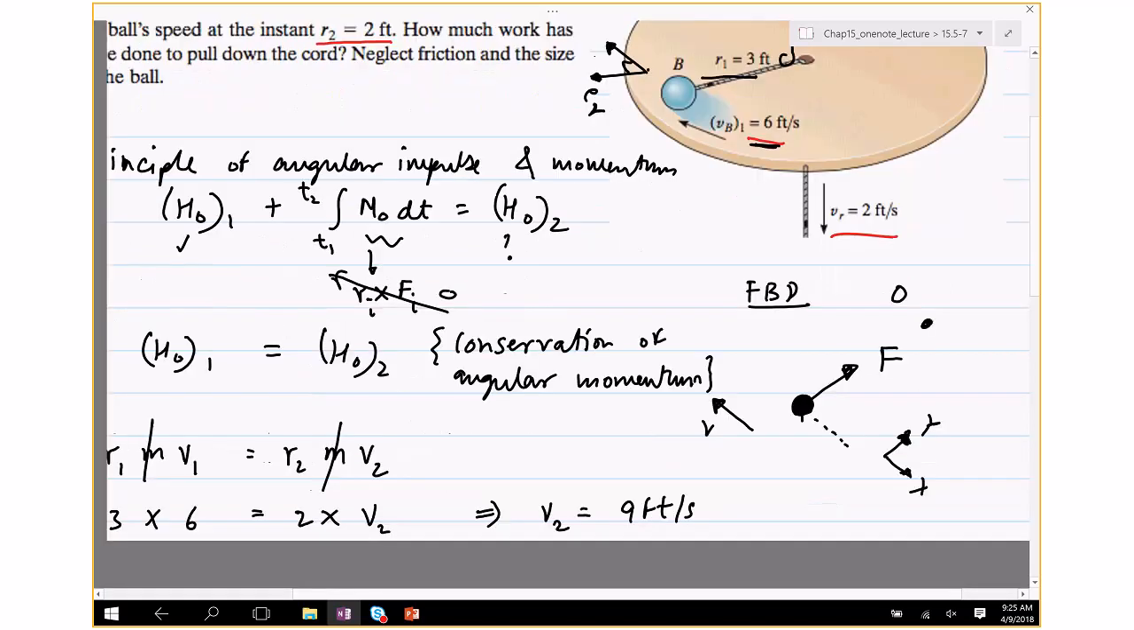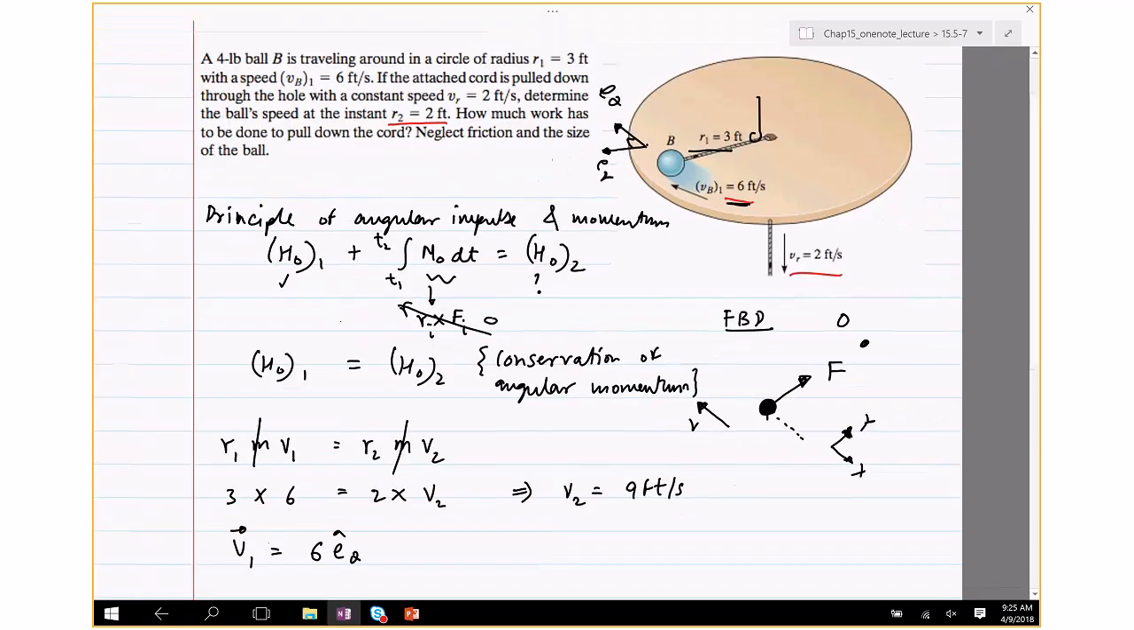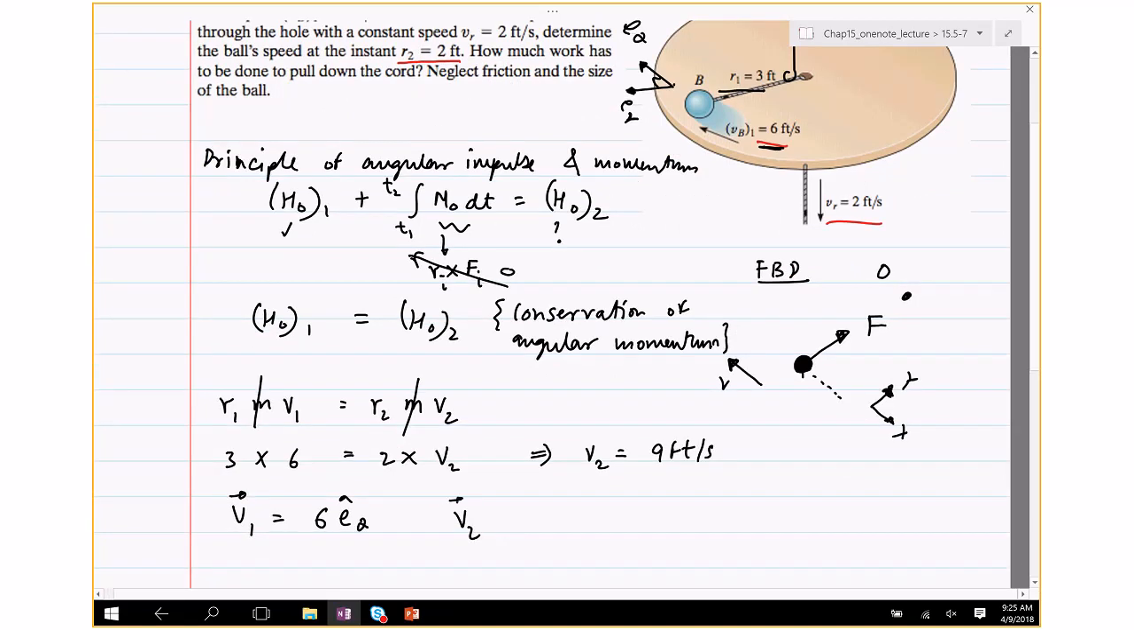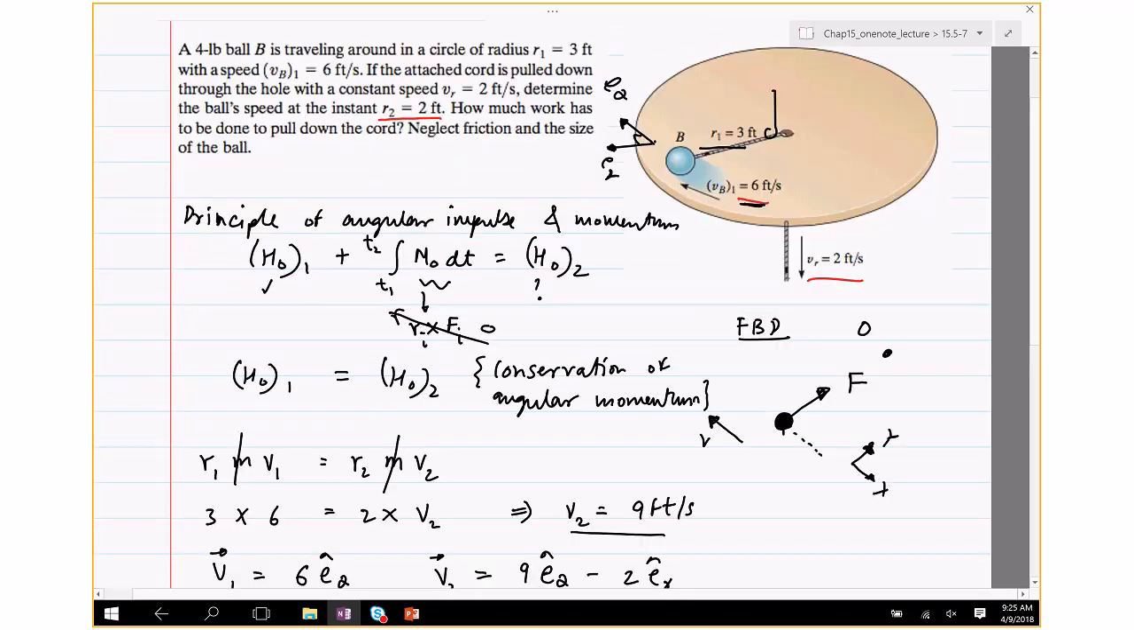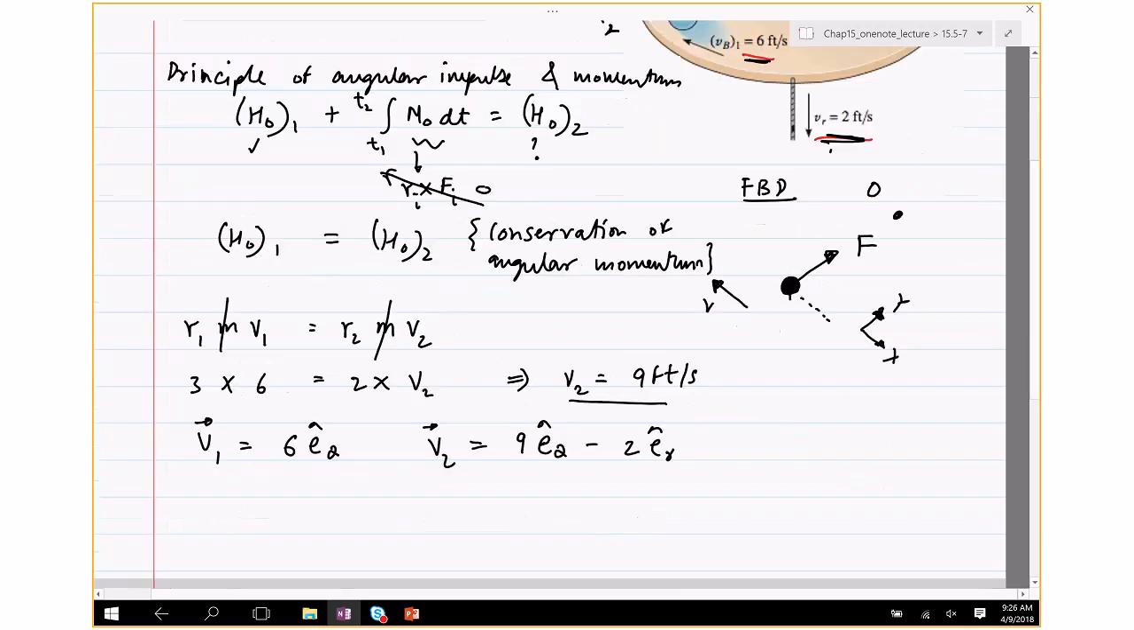Okay, so it's going to be 6 times e_theta, because velocity is along theta. And this is just the magnitude, and this is only in the tangential direction, 6 times in the e_theta direction, right? And it's going to be 2 times in the negative e_r direction, because this particle is pulled down with a speed of 2 feet per second, the same speed as this. So it's going to have a radial component pointing in the opposite direction. So this is the speed.